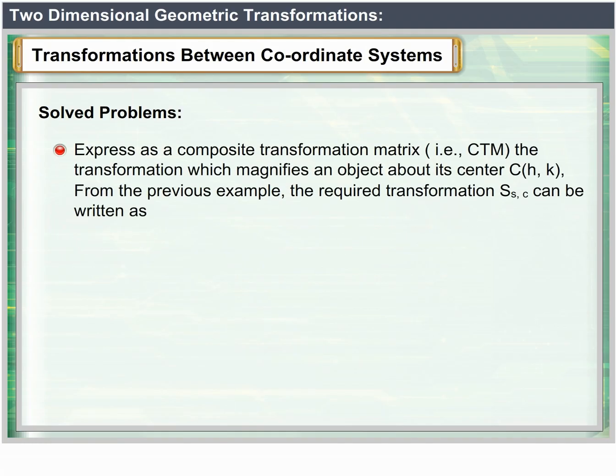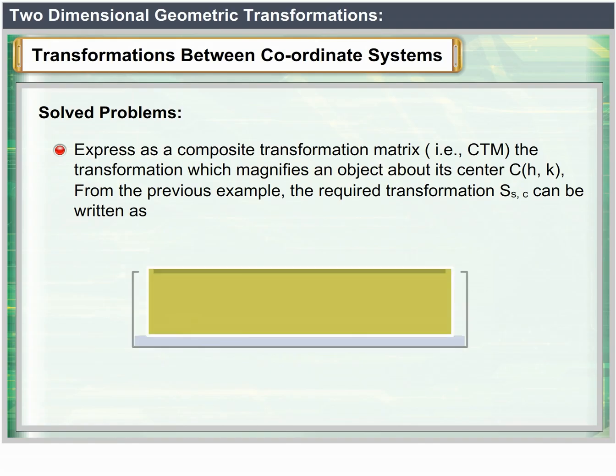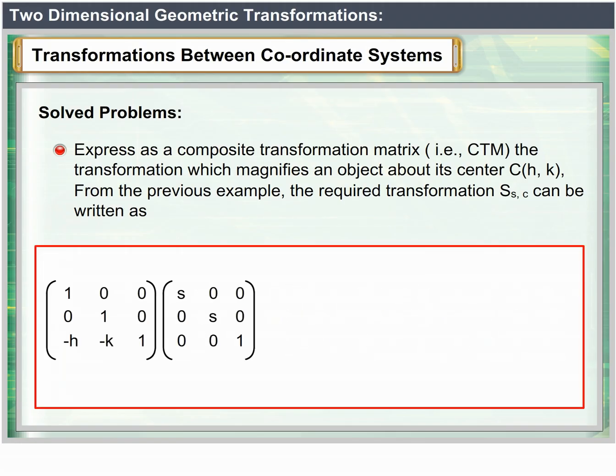Express as a composite transformation matrix, that is CTM, the transformation which magnifies an object about its center, C, H, K, from the previous example. The required transformation S_SC can be written as S_SC equals T_V S_S T_V minus 1, equals the matrix shown below.